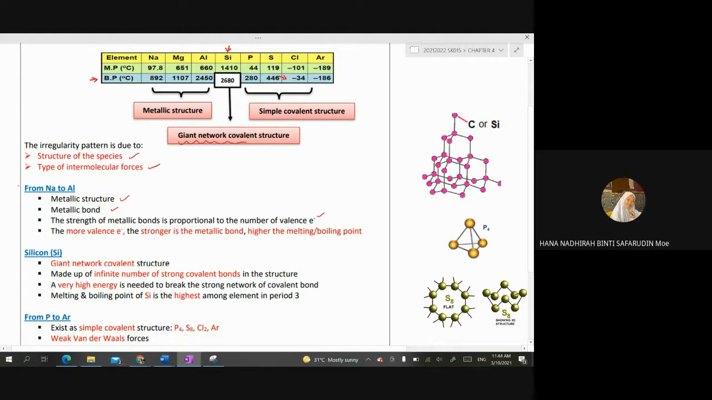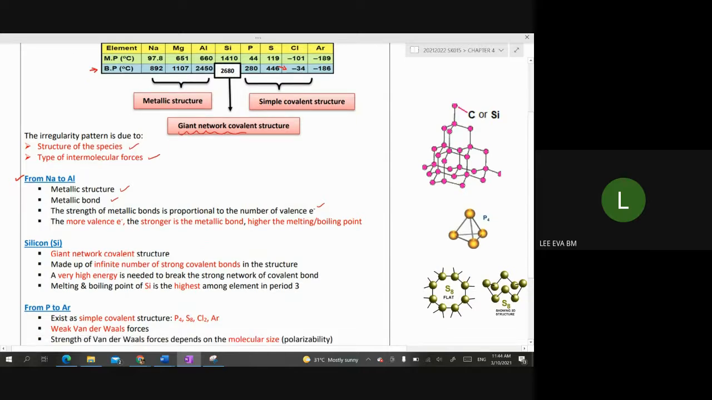Boleh, madam. Okay. Second one, we look at silicon. The symbol Si represents silicon. Can I know silicon is from which group? Anyone know where silicon is? Group 14. Above silicon? Carbon. Carbon, right? Above silicon is carbon. So after carbon, we have silicon. But carbon is in period 2, silicon is in period 3. So for this silicon, they will make up a giant network covalent structure.